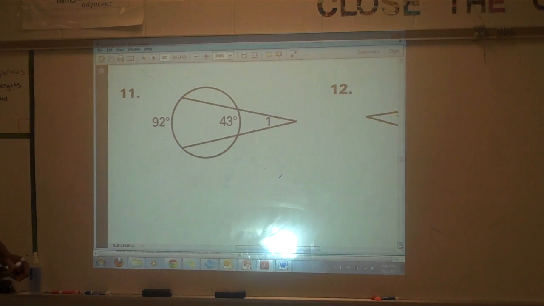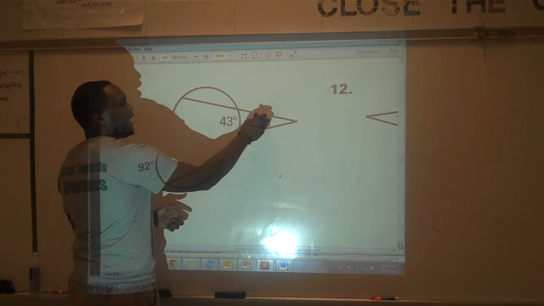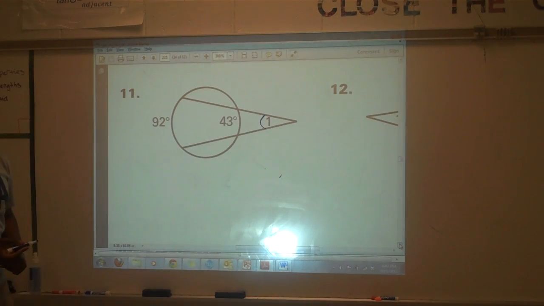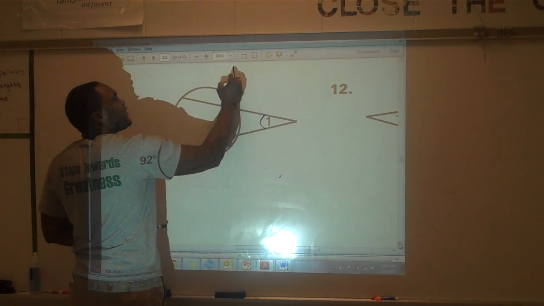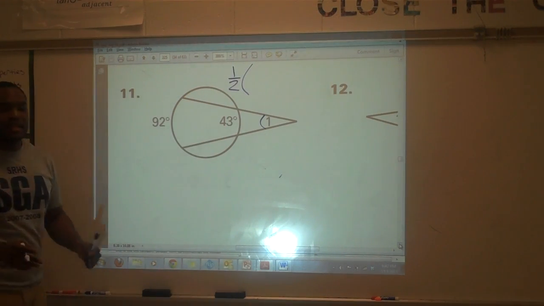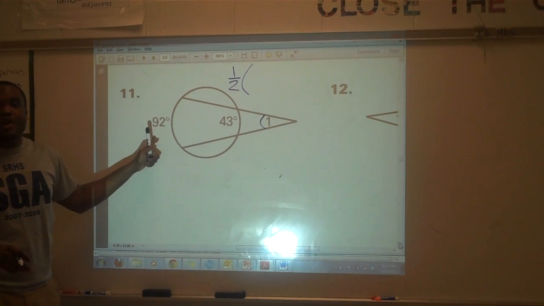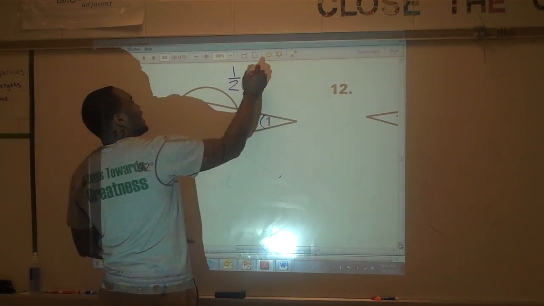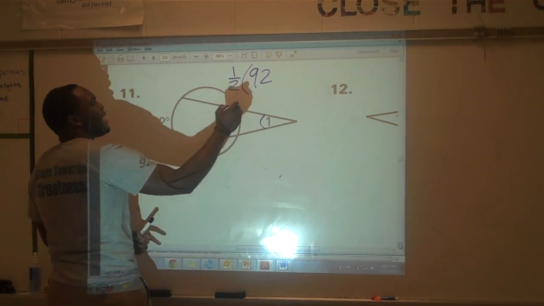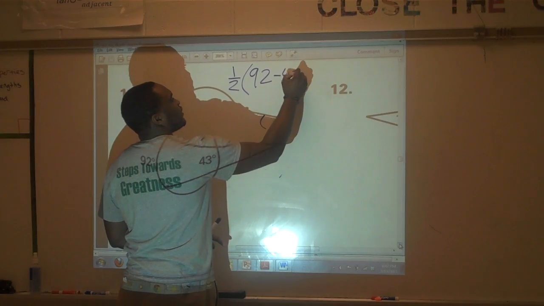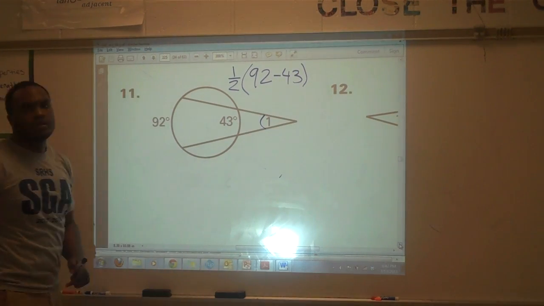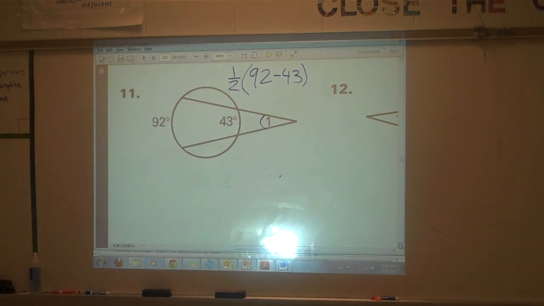So looking at number 11, if I want to figure out what this angle 1 is, it's going to be 1/2 times. Now once again, since they're meeting outside of my circle, I'm going to subtract 92 minus 43. So if I take 92 and subtract 43, I get 49.